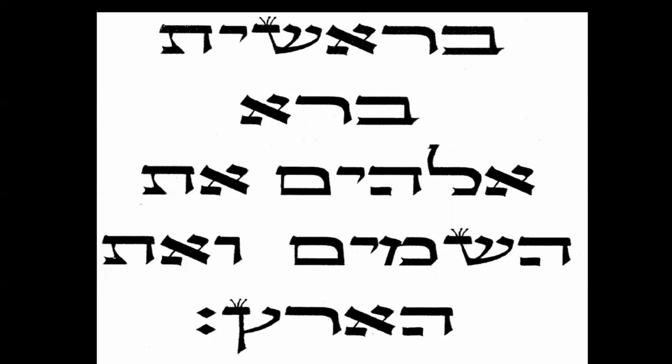Who would you say is the most important character in the book? Obviously Moses, Moshe, Mem, Shin, Hey. His name, Mem, Shin, Hey, is listed there 357 times, which is 51 times the number 7.